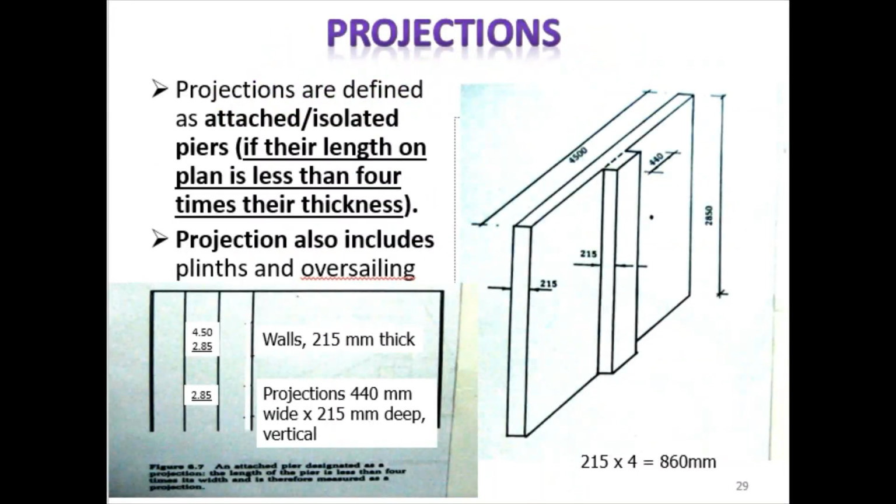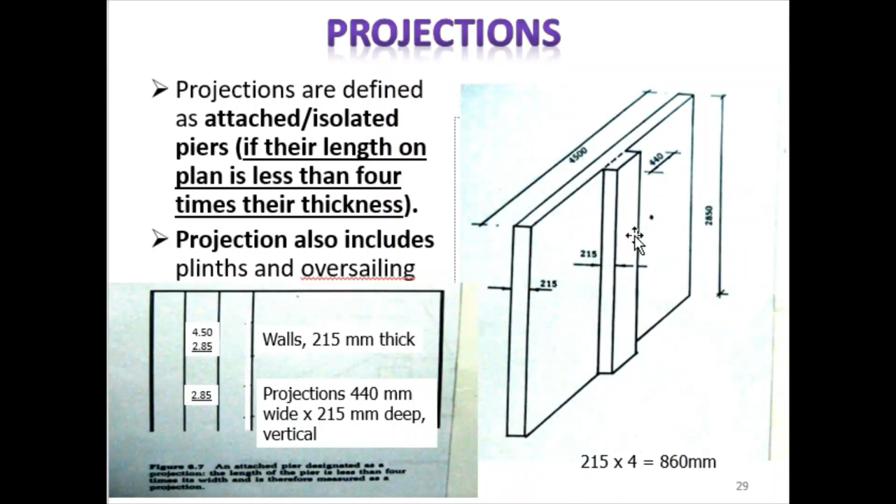Okay, now let's go to projection. Projection is the type of wall which actually protrudes a bit from your original wall there. So if you see here, there's a 440 mm projected from the 4500 mm wall. Okay, and the height is 2850, and the thickness for each of these is 215.